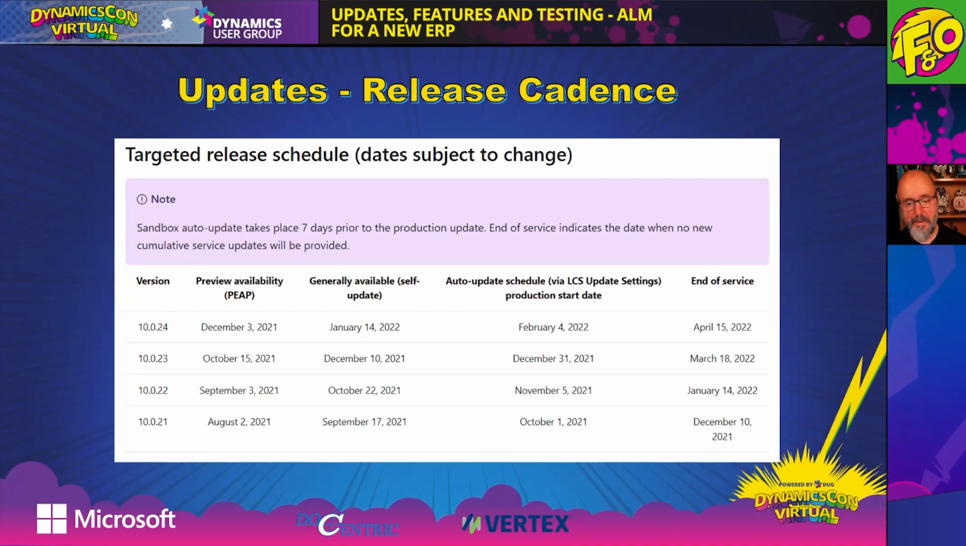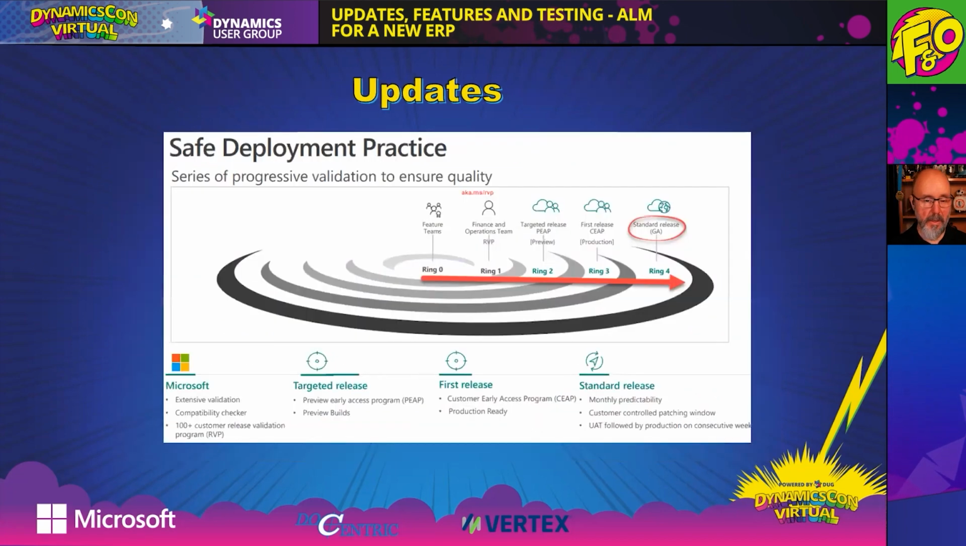And then of course we have the most important date, when will it be out of support. And as you can see here, from its being general available on the 14th of January 2022 until being out of service on the 15th of April 2022, that means that you actually do need to keep up a certain pace. And so what you're thinking is, okay, so how do I test this? How do I figure this out?